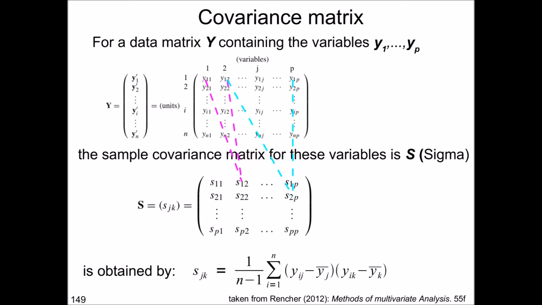We have encountered the covariance in the univariate statistics context before. It is basically the multiplication shown in the formula here. You should be familiar with this from the bivariate correlation, where this is divided by the standard deviations of the two variables. This is not done here in the covariance, but there are also correlation matrices where we divide the covariance by the product of the two standard deviations of the variables.